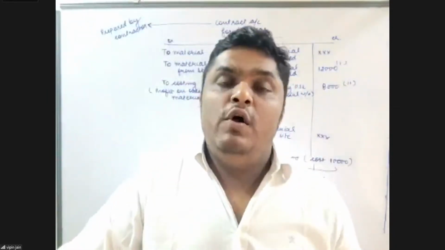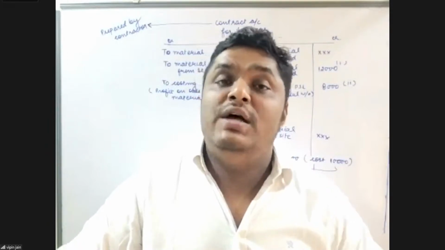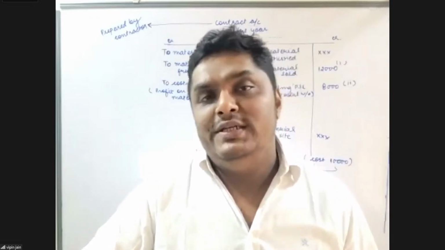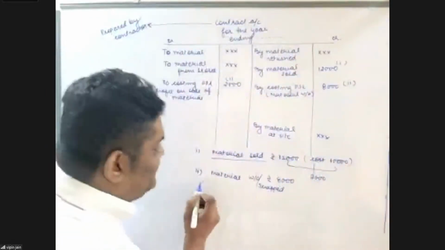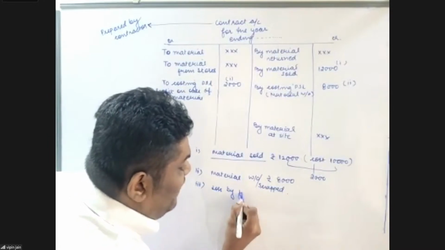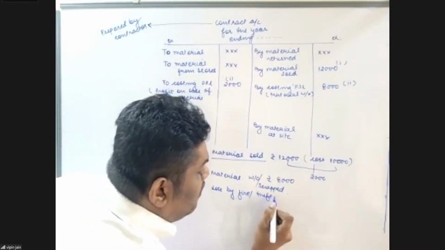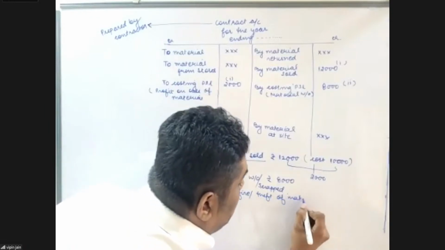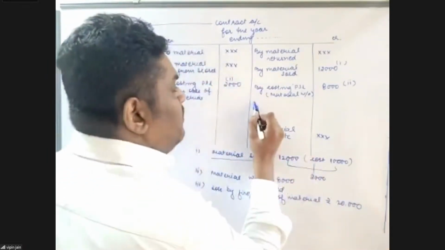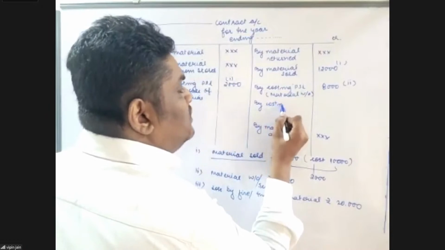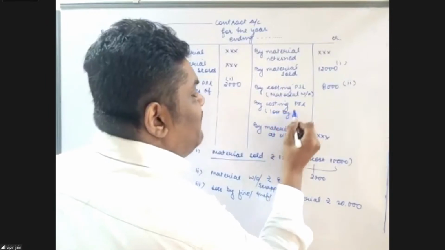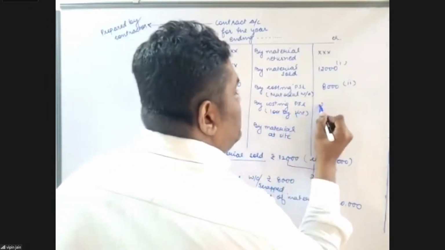Let's say there is a loss by fire and the material of rupees 20,000 is scrapped. Again, this 20,000 loss does not belong to this contract, so it is to be transferred to costing P&L. So let's take the third situation. Loss by fire or theft of material, rupees 20,000. Again, by costing P&L, loss by fire 20,000.